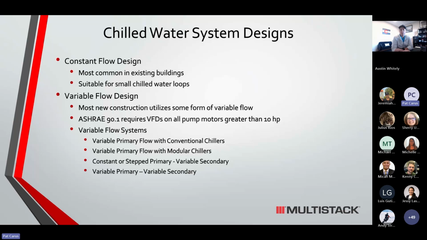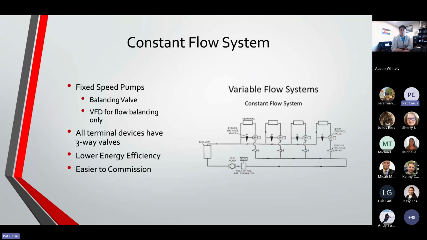So variable flow systems come in 3 or 4 different varieties. Variable primary flow with either conventional chillers or with modular chillers, and then constant or stepped primary with a variable secondary loop somewhere in the system, or variable primary, variable secondary. So a lot of ways to design your buildings, but today's mission is to kind of give you some of the key things that we need to be thinking about as we do variable flow types of systems.